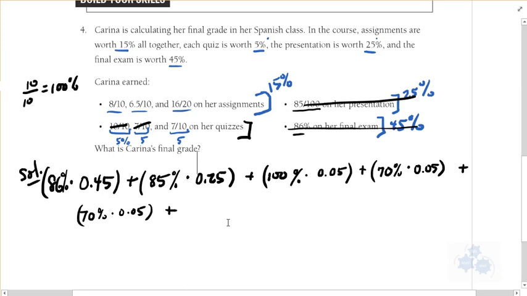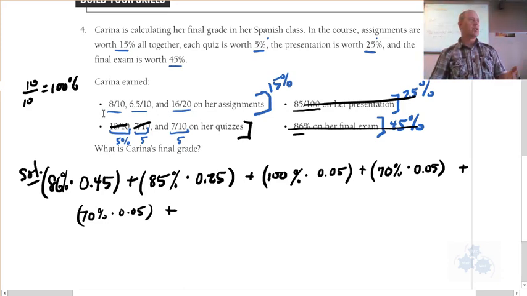Okay, so we had some discussion about how we're going to deal with this assignment section. What did you guys come up with? All together? So you want to find out kind of the average percent on all of these together and then multiply it by 15%? Would it be the same as multiplying each of these assignments by 15?